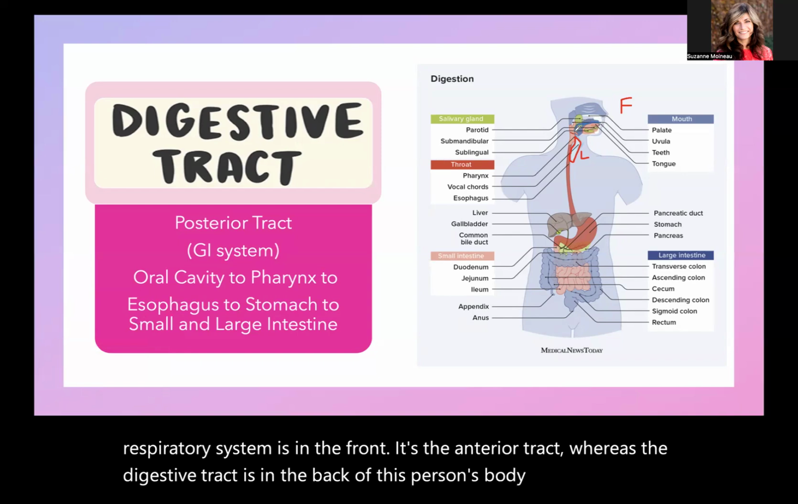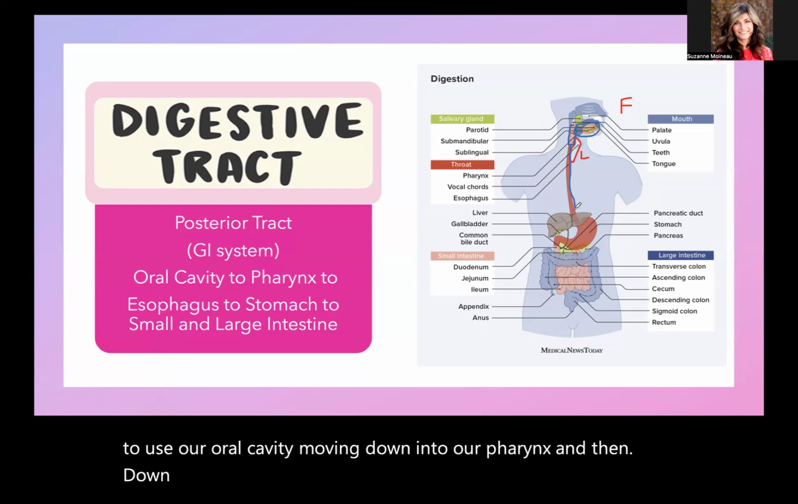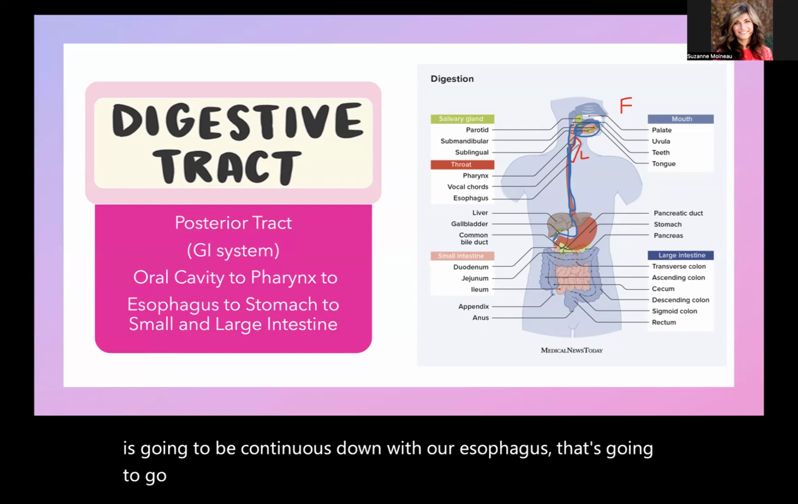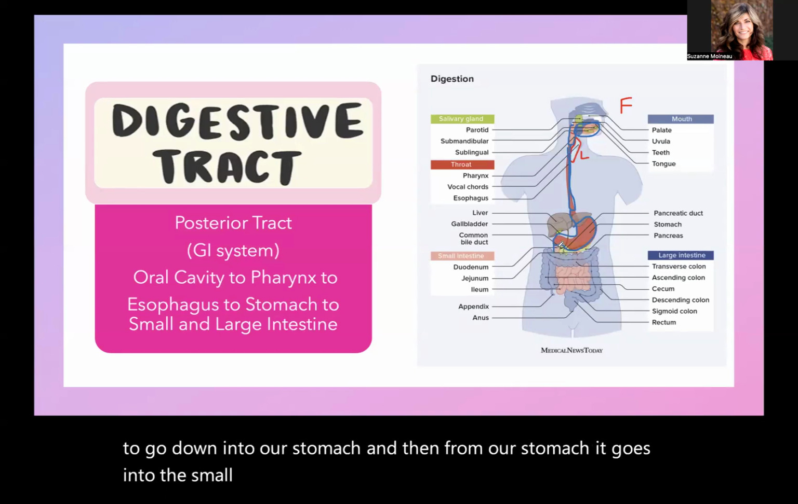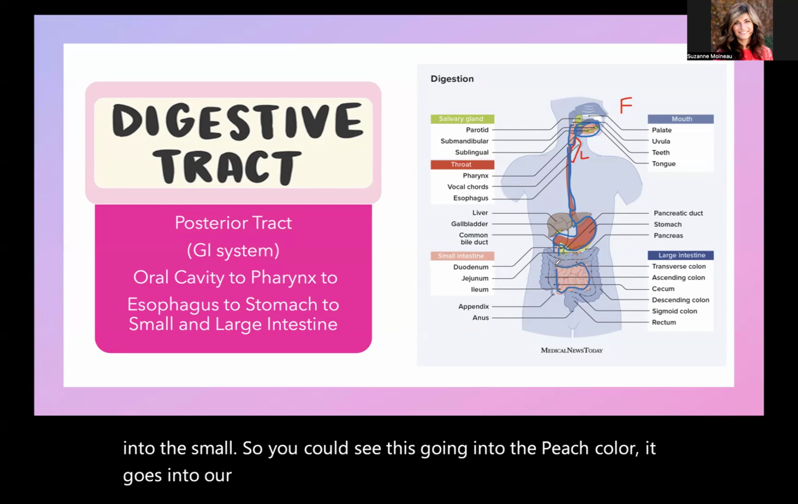So we're going to use our oral cavity, moving down into our pharynx and then down into our stomach tube, or our esophagus. Okay, so the pharynx is going to be continuous down with our esophagus. That's going to go down into our stomach. And then from our stomach, it goes into the small intestine. So you can see this going into the peach color. It goes into our small intestine and then into our large intestine.